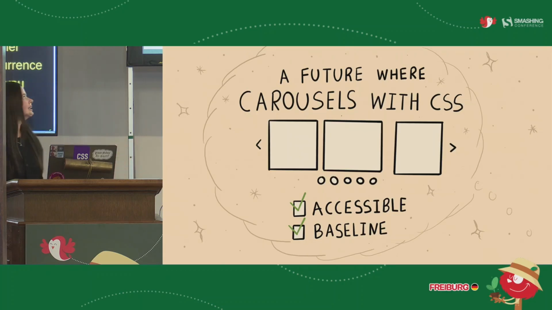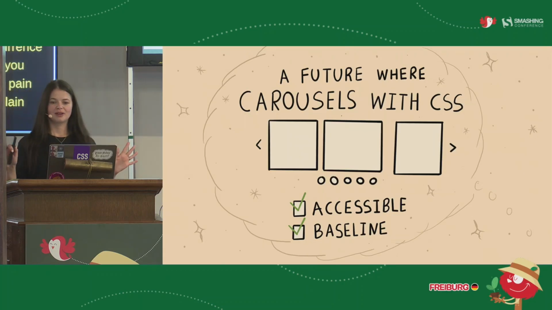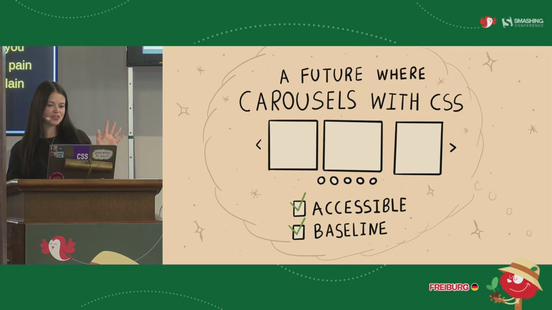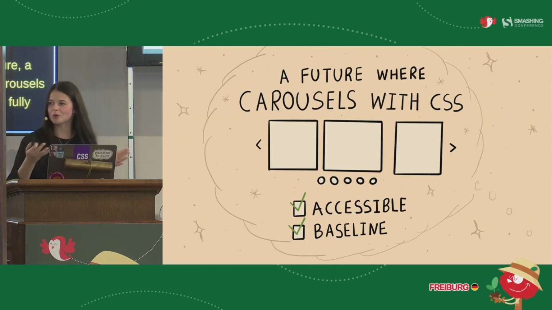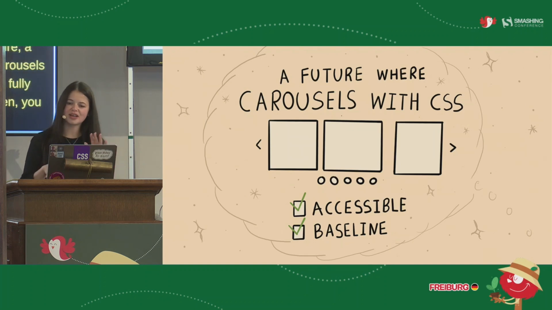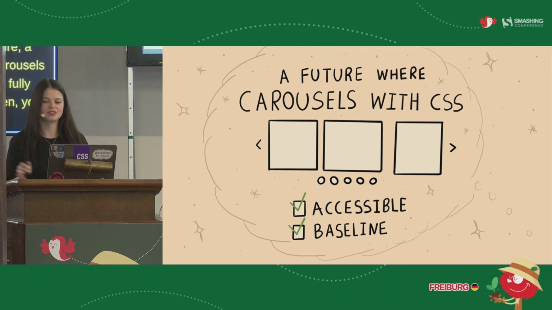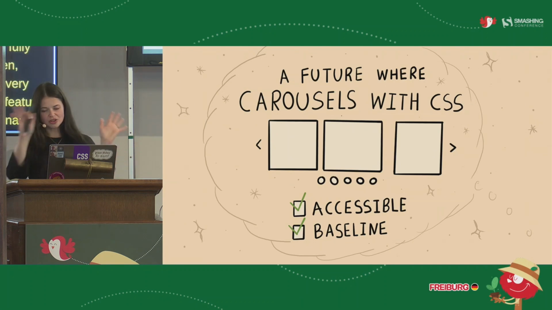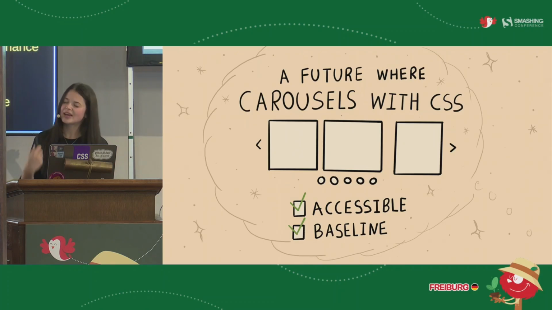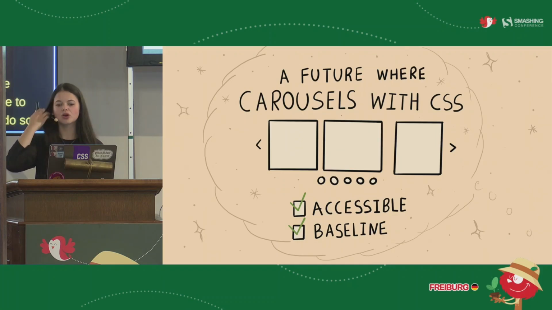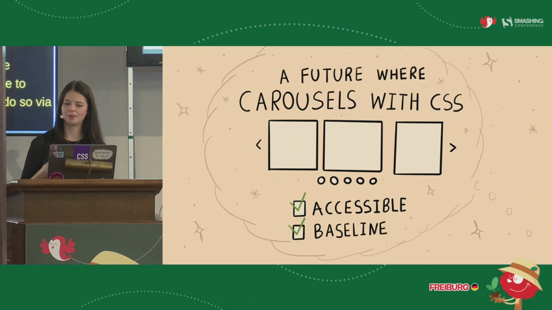Now, let's imagine a time in the future where carousels with CSS are baseline and a fully accessible feature. And then you've got a website that every once in a while gets a few features added, and it has a maintenance budget. That website has some carousels all over it, and the content editors can add one to every page if they wish to do so via the CMS. But that carousel was built many, many years ago with the help of a third-party library.